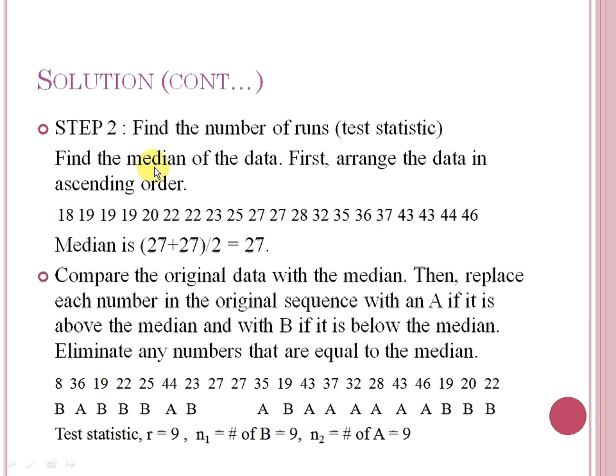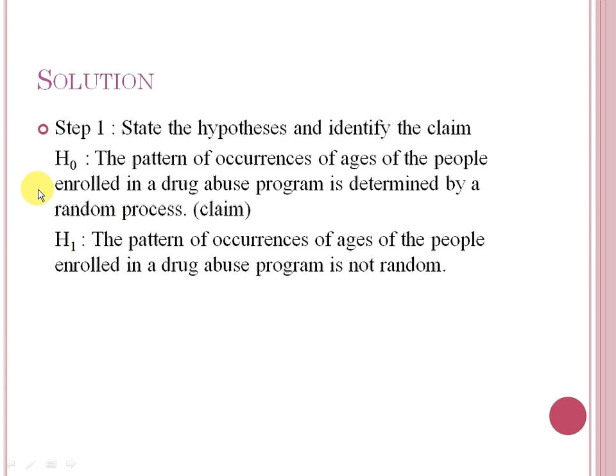To find the number of runs, first we have to find the median of the data. To find the median, we sort the data from smallest to largest, and then we find which one is at the middle. The median is 27 plus 27 divided by 2, that is 27.